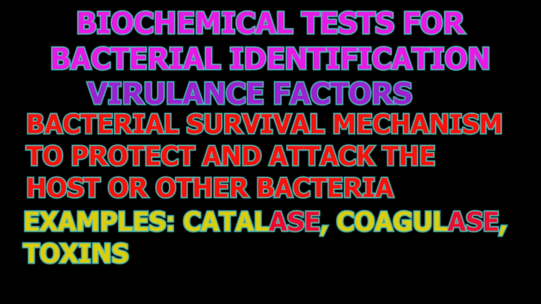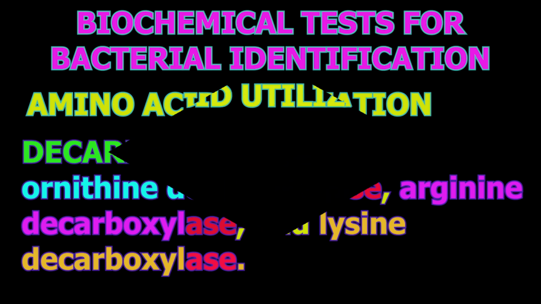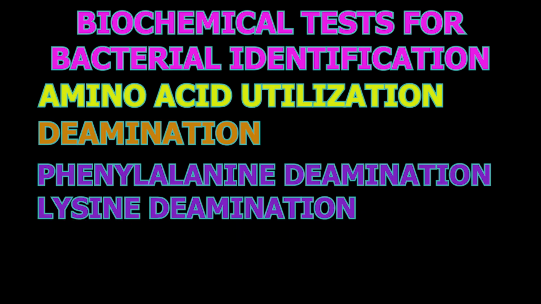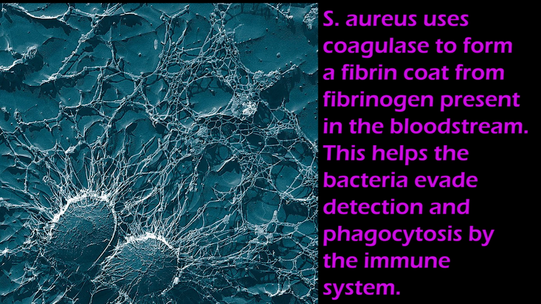In this video, we will discuss bacterial identification methods using biochemical tests. Bacteria have many enzymes for their survival and metabolism. Some are microbial virulence factors. They provide microorganisms with the capacity to avoid host defenses and damage host cells, tissues, and organs in a number of ways. The examples are catalase and coagulase.